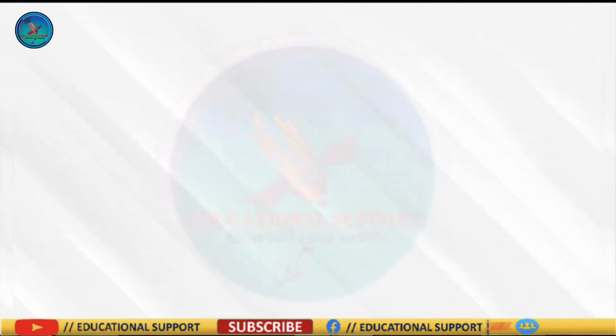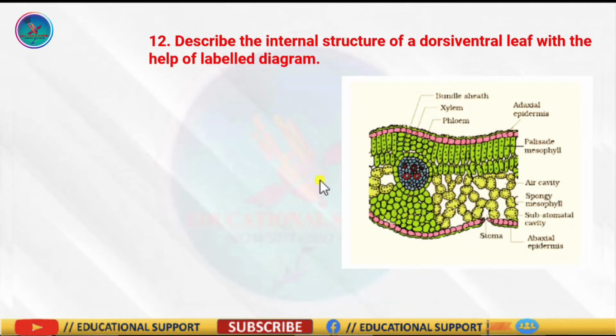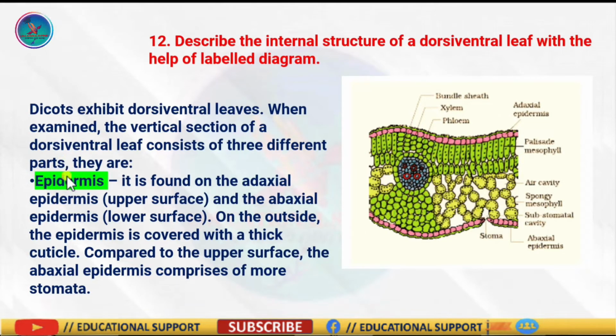Question number 12 is, describe the internal structure of a dorsiventral leaf with the help of a labelled diagram. The dorsiventral leaves are found basically in dicots, you know that. The important anatomical features of dorsiventral leaves are discussed below.